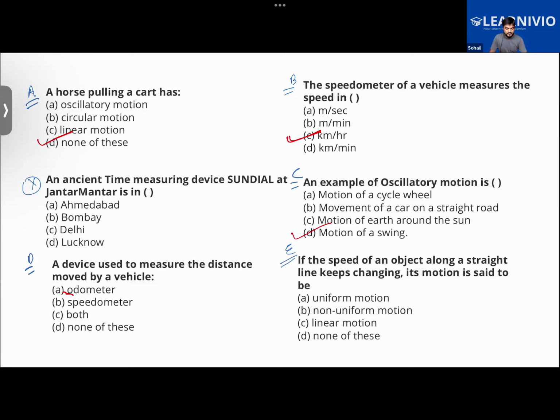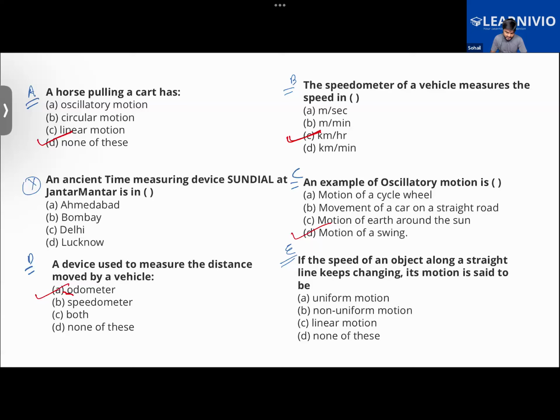A device used to measure the distance moved by a vehicle. Moments ago, we have learned about this. Is it odometer, speedometer, or both? An odometer, total distance moved by the vehicle. Exactly.